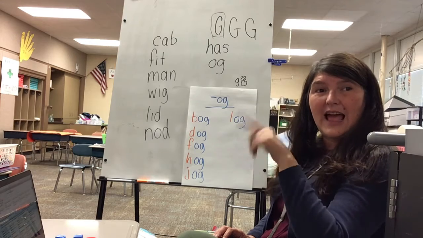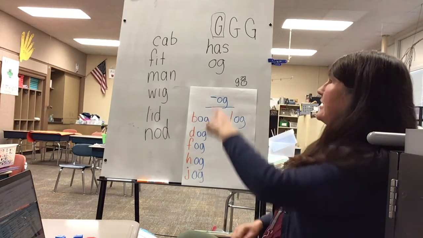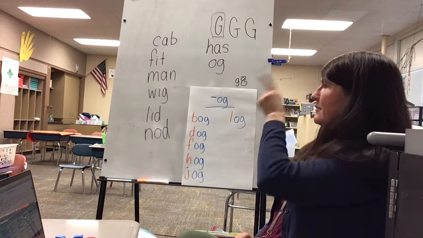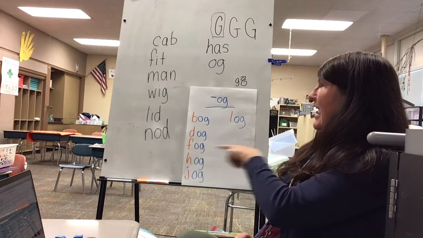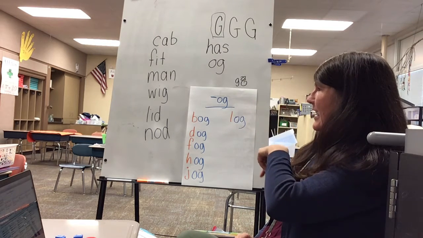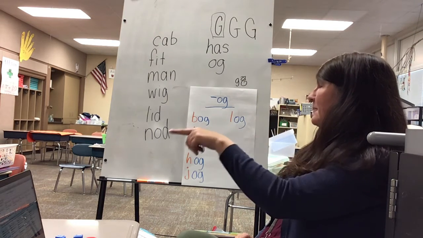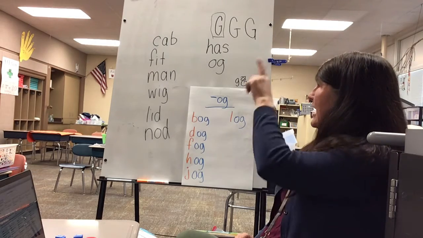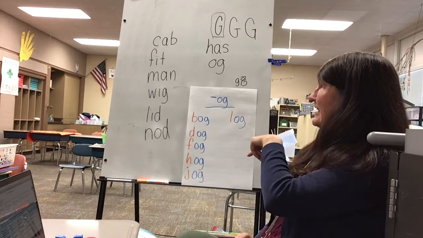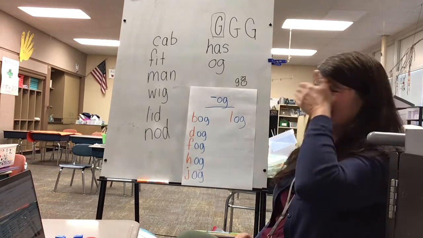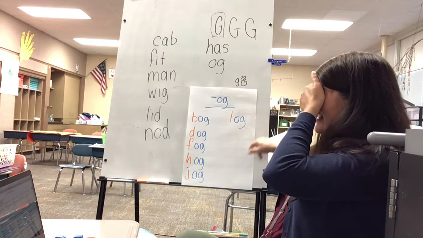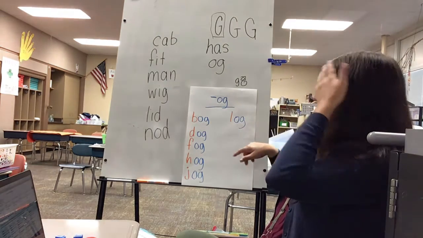As, has. Let's go ahead and write in the air. H, A, S, has. H, A, S, has. Eyes closed. H, A, S, has.